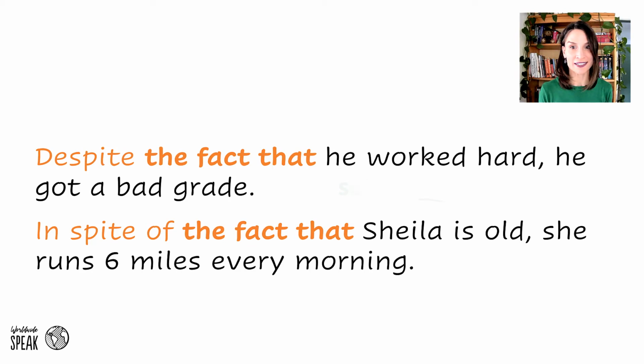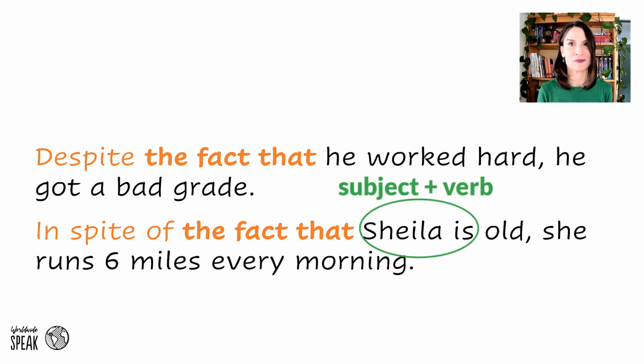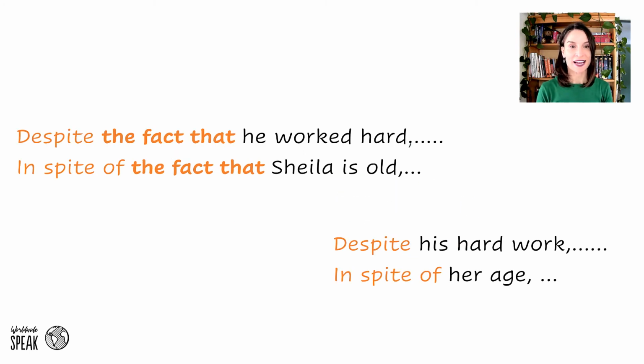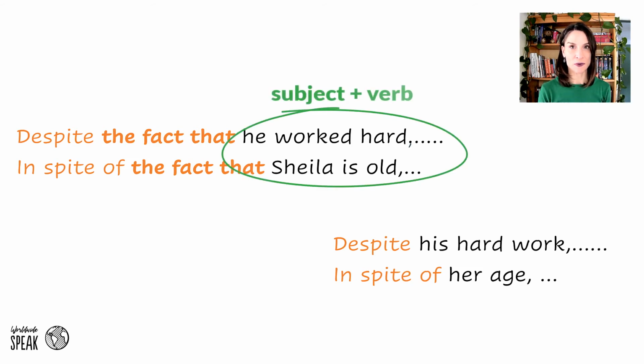Or in spite of the fact that Sheila is old, here's my subject, Sheila, and my verb is, she runs 6 miles every morning. So let me show you all together. I have, despite the fact that he worked hard, or in spite of the fact that Sheila is old. I'm using these long phrases with the fact that in front of a clause, like he worked hard and Sheila is old. Or I can express the same idea with despite and in spite of. I just am going to follow it only with a noun.